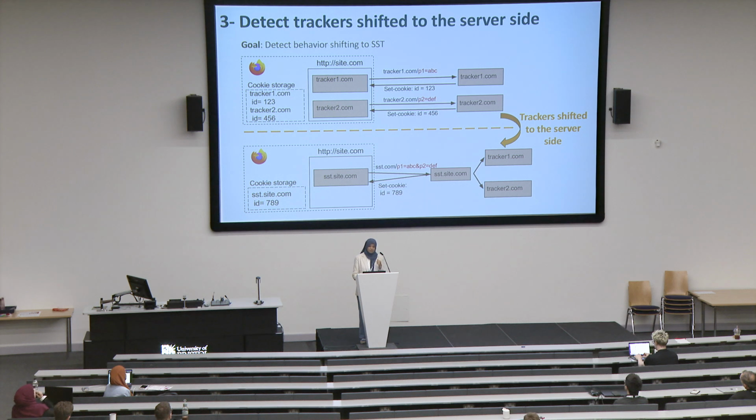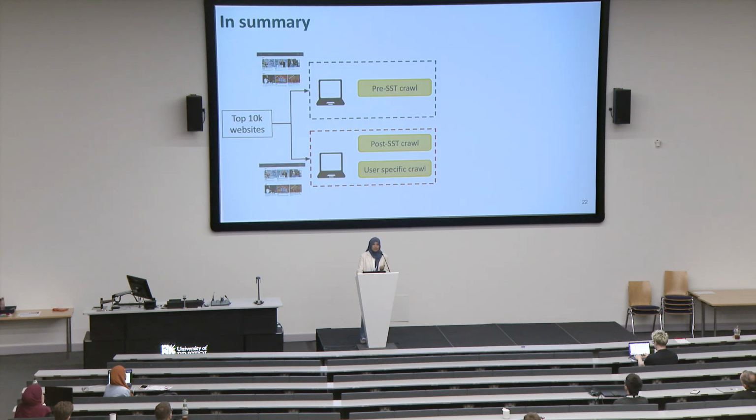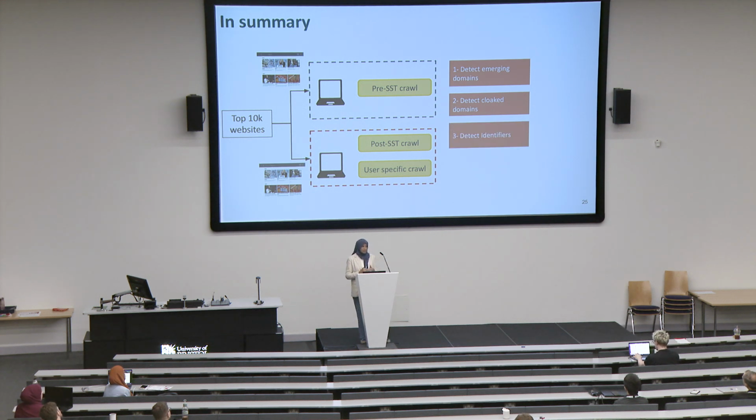sent to these trackers. Now, to conclude, to detect potential server-side tracking, we use a pre-SST, post-SST, and user-specific crawl, and we consider that a domain is potentially performing server-side tracking if, first, it's an emerging domain that appeared after the introduction of Google SST; it's a cloaked domain that follows the recommendation of the SST providers, and it's hidden behind a first-party subdomain. It has a technical ability to track the user's activity, and finally, we detect that trackers are shifted to the server side behind that domain.